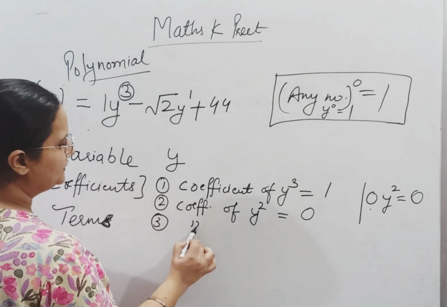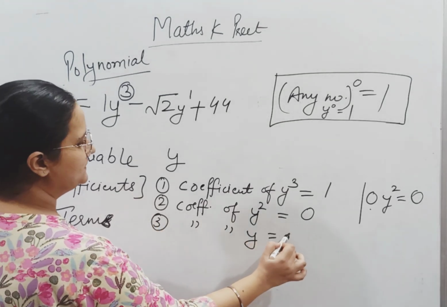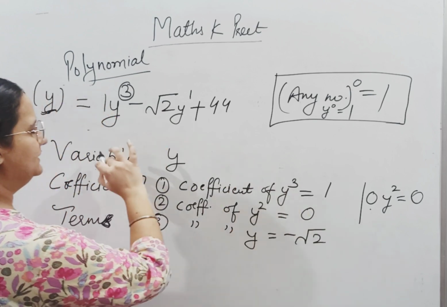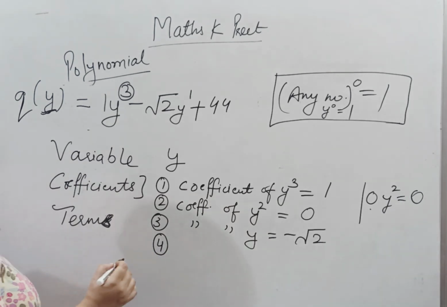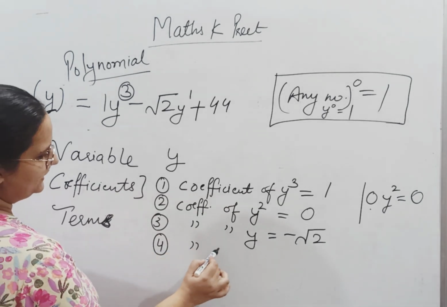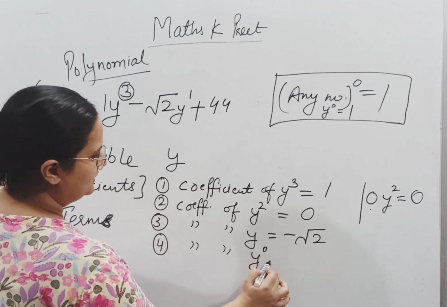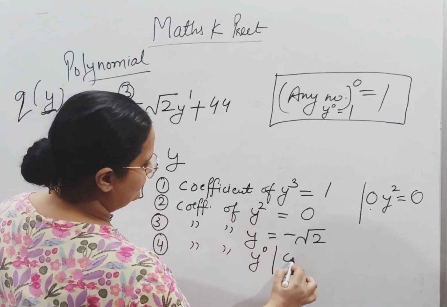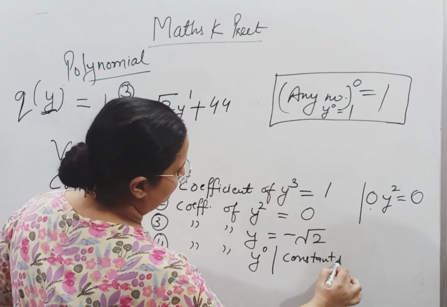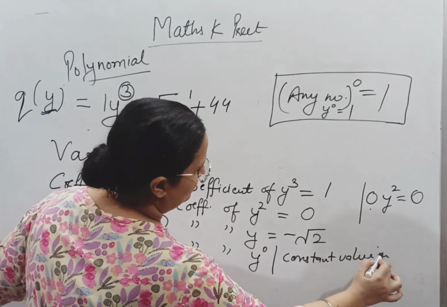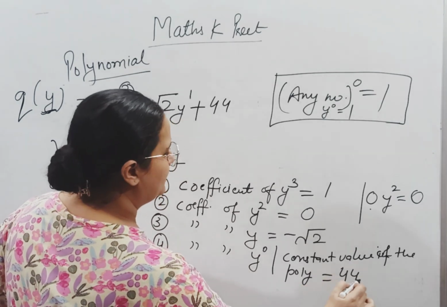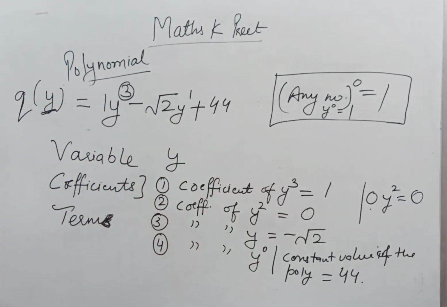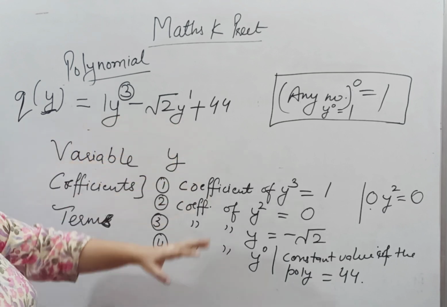Third is the coefficient of y, which is minus root 2, because we are dealing with real numbers in this algebraic expression or in the definition of polynomial. Fourth is the coefficient of y naught, or someone can write it as the constant value of the polynomial. This is 44. So these were 4 coefficients in this polynomial.